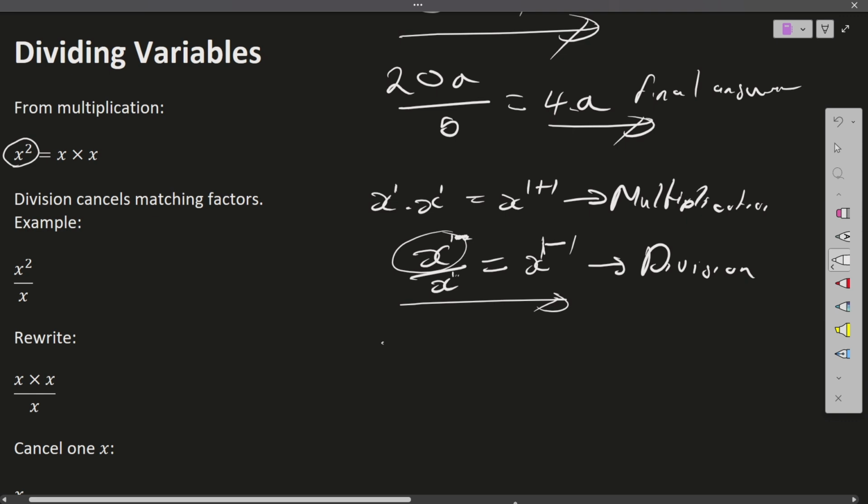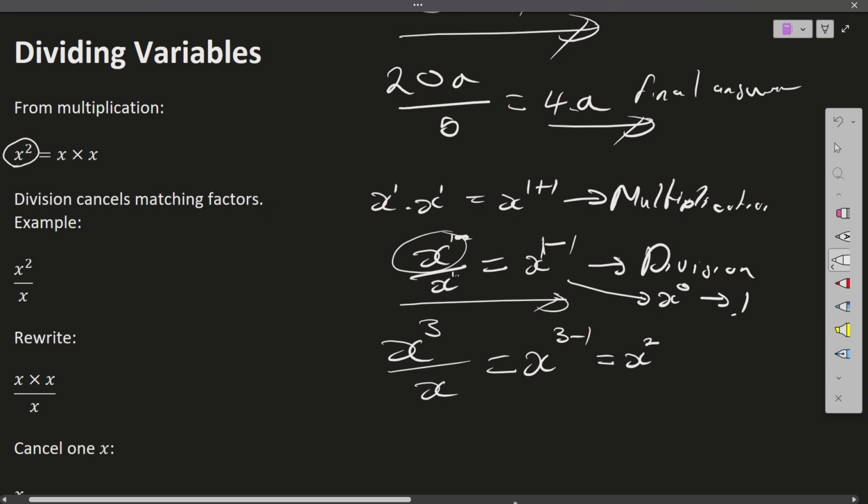So let me just make a different example. x to the power of 3 divided by x. Okay, so this is going to be x to the power of 3 minus 1. And your final answer would be x to the power of 2. Oh, and here, by the way, if we have x to the power of 0, that is basically just 1. Okay, your answer is 1.